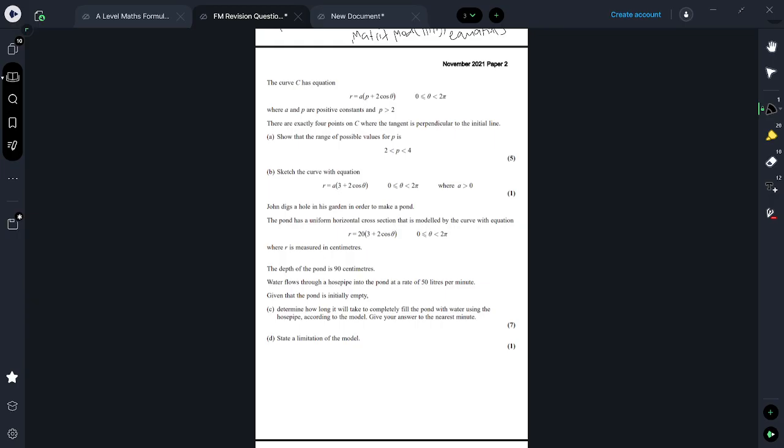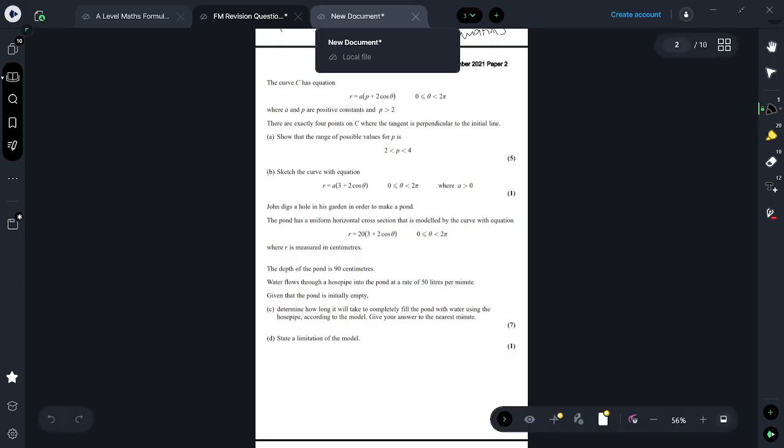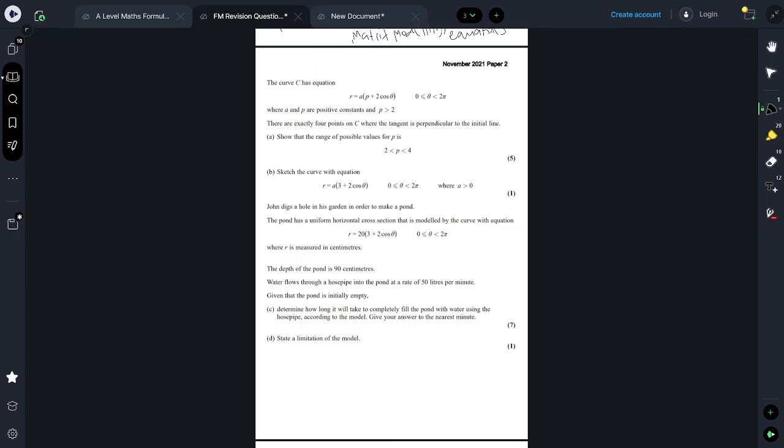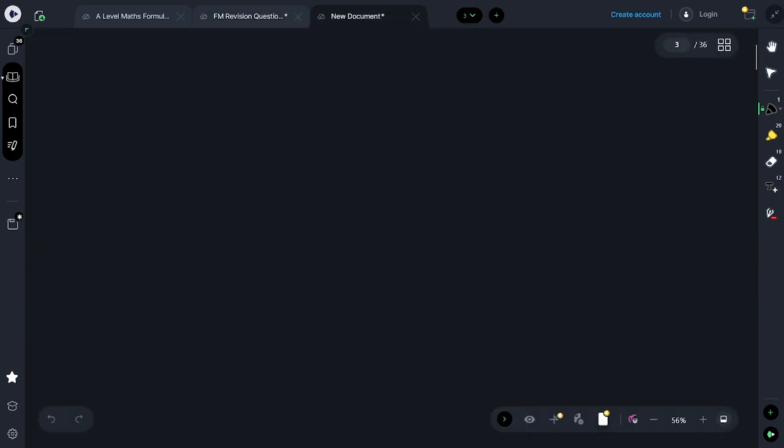Okay, polar coordinates. I like this question because it assesses basically everything in one. Every part of polar coordinates is assessed here: tangents, areas and sketching as well. We're given a curve which is r equals a(p plus 2 theta), where a and p are positive, p greater than 2. There are exactly 4 points on C where the tangent is perpendicular to the initial line. So you need to hit perpendicular to the initial line, so that's going to be crucial. Then we need to find the range of possible values, which we need to show. That's going to be our starting point.